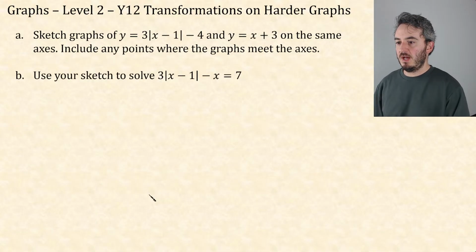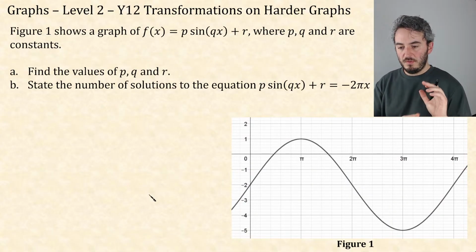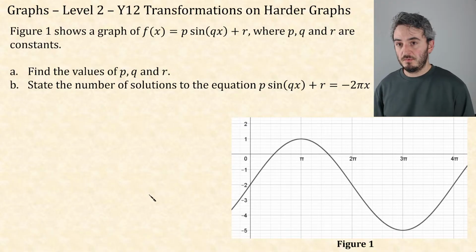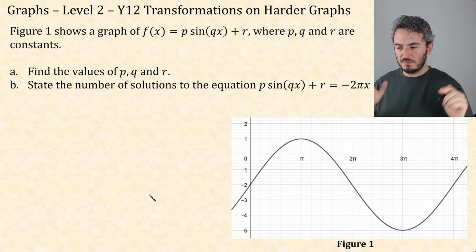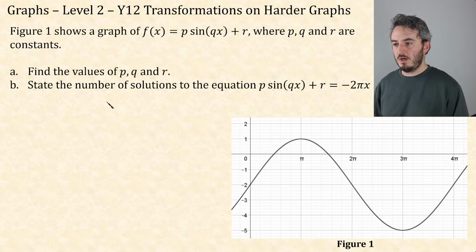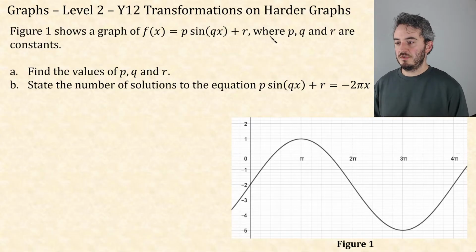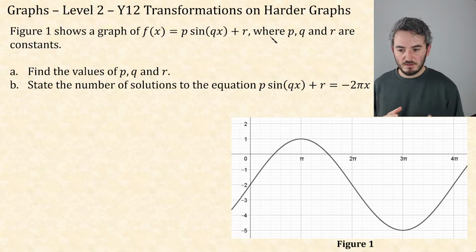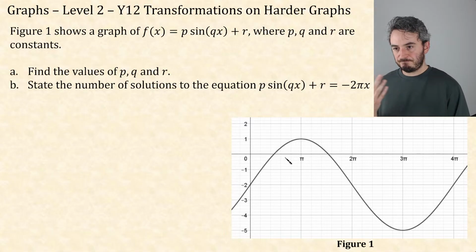Okay, I'm actually not going to do that one now, I'm going to move on to this. Questions like this have come up twice now in Edexcel, once in AQA, and a few times in the others as well. So I think this is quite a common one. Figure 1 shows a graph of p sine qx plus r. So it's just some kind of transformation of sine x. We've been given a relatively detailed graph in radians, and we need to work out what all of these constants are.